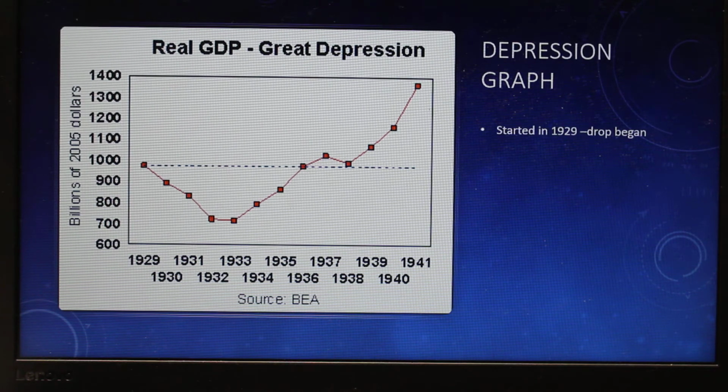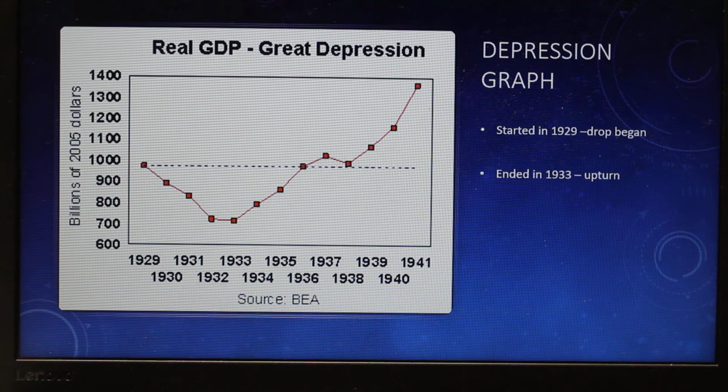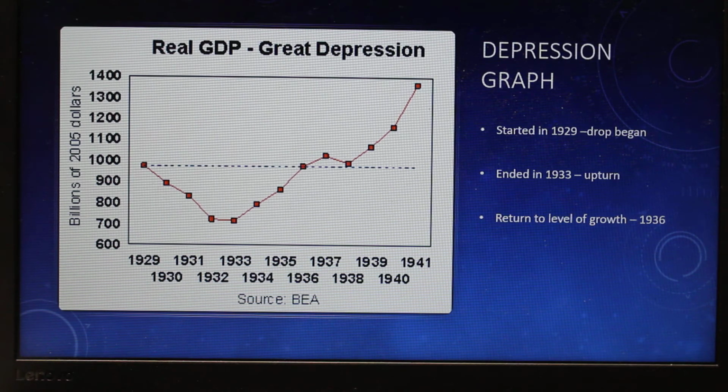So this gives us an idea. So we see again the things to notice. It started in 1929. That's when the drop began. It ended in 1933, so it lasted about 3 years. Again, we can see the return to growth was in 1936, so it took several years. So basically that's about 7 years to recover to the level it was.